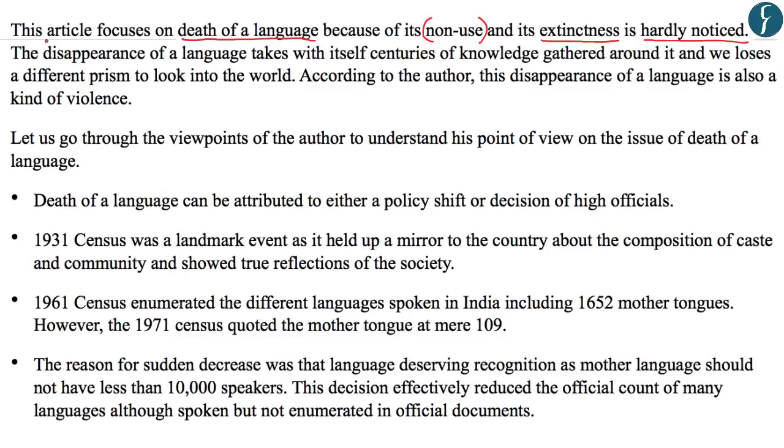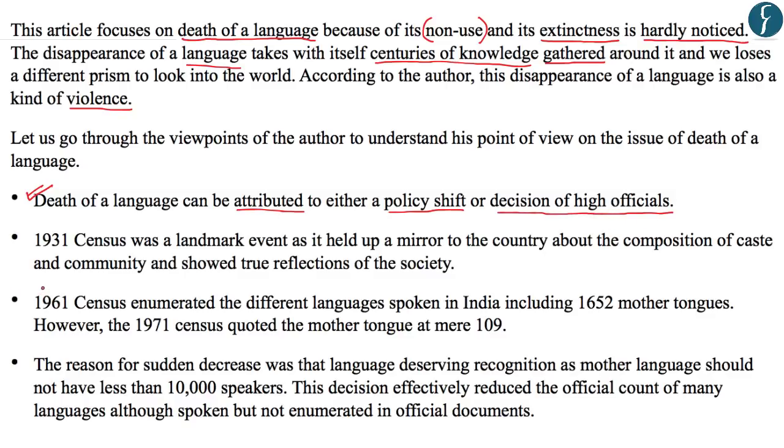Wherein, according to the author, the disappearance of a language erases the centuries of knowledge that have been gathered by the speakers of those languages. And according to the author, this disappearance of a language is also a form of violence. Now, the author has highlighted one of the reasons for the death of a language, wherein it can be attributed to either a policy shift or a decision of a high official in the government of India.